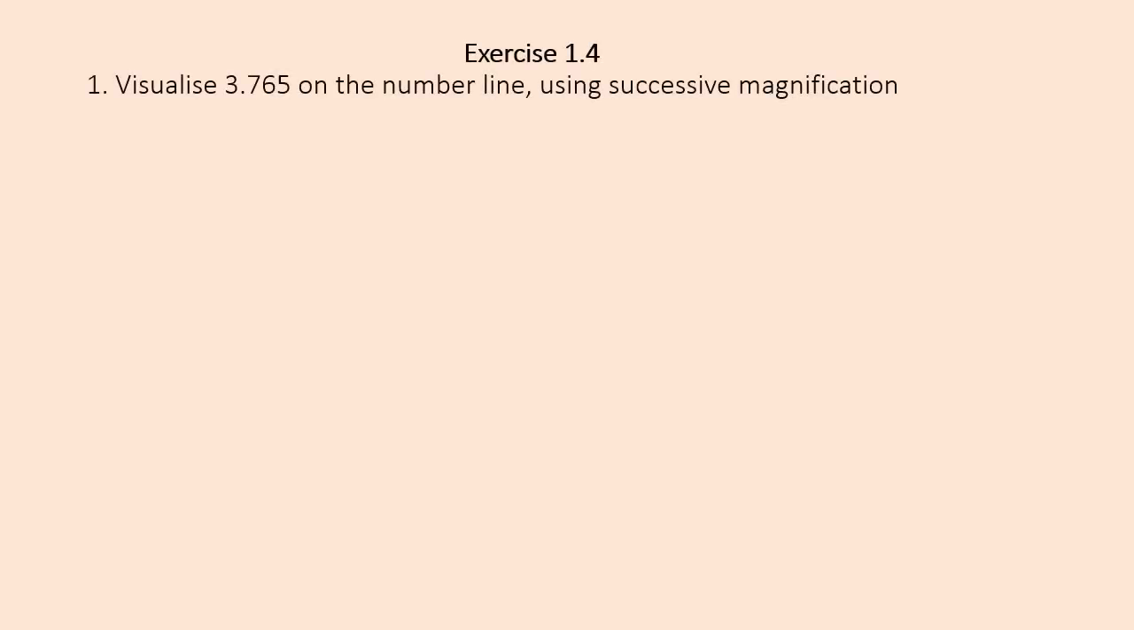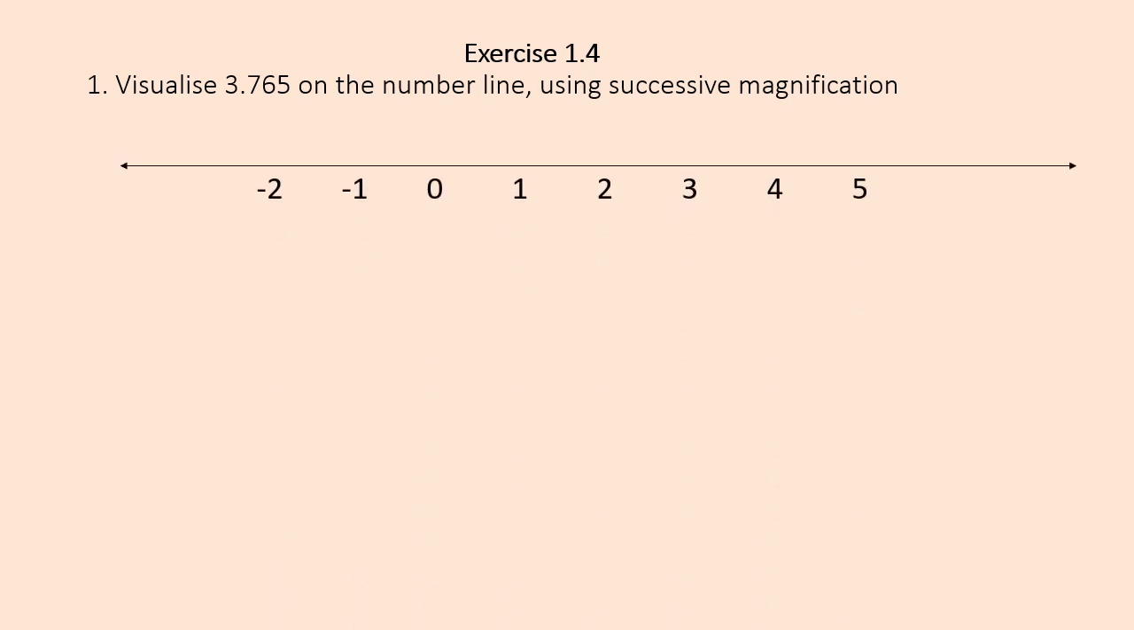Moving to exercise 1.4, question number 1: visualize 3.765 on the number line using successive magnification. Here, the given decimal number is 3.765. In that, the whole number part is 3. That means the given number lies in between the two whole numbers 3 and 4. So the first step is you have to draw a number line and mark the numbers on it.